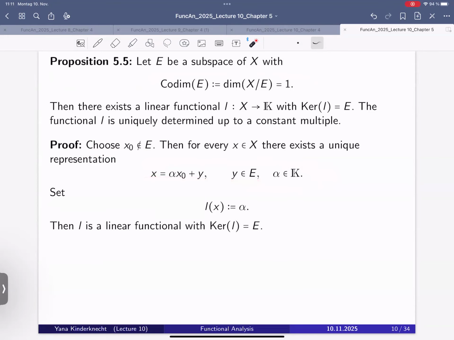Now we define a linear functional in the following way. Set L of x just equal to alpha, where alpha is exactly this alpha in this unique representation. Then it is obvious and one can easily show that L is a linear functional and its kernel is exactly E.